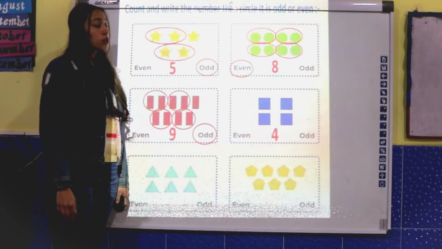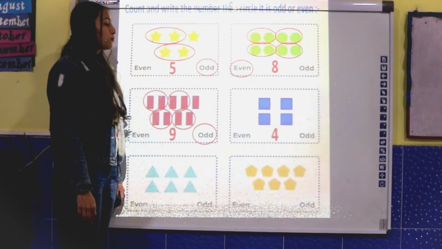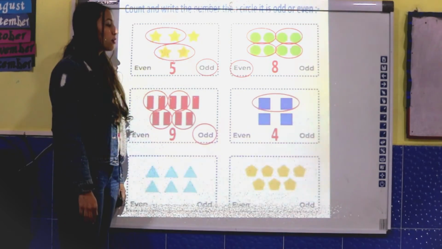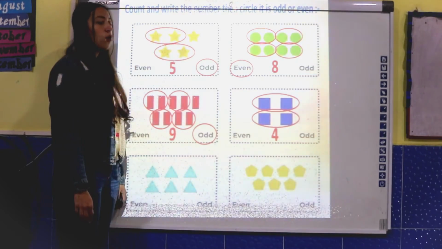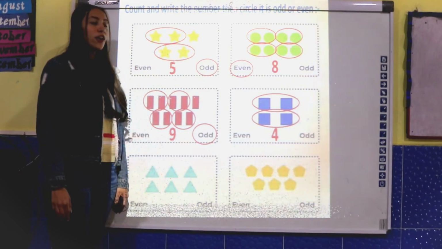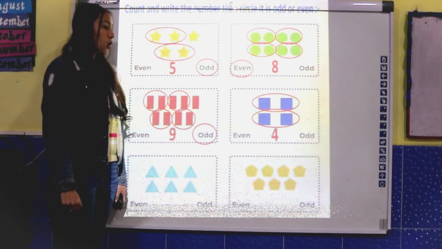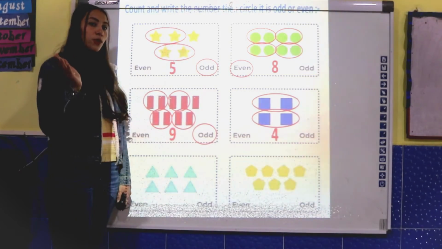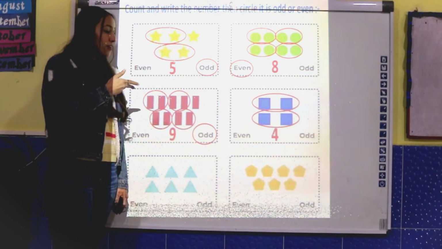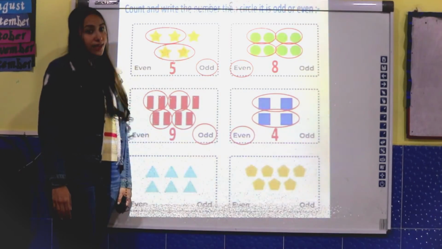But let's make sure. Let's try to make groups of 2. One group here, another group here. Wow, all the friends are happy. There is no one alone here. All 2 friends together making a group. So is number 4 an odd number or an even number? Yes, it's an even number.